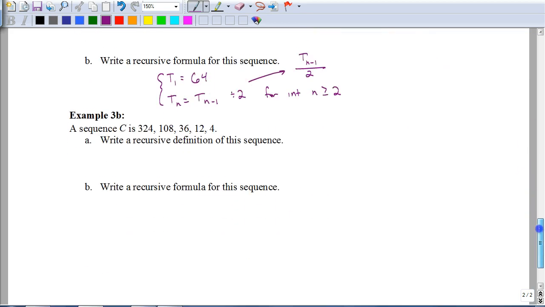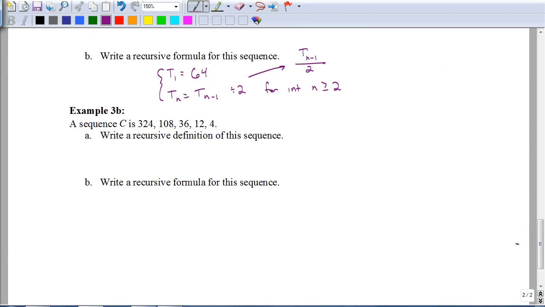Okay, so why don't you try this last one. Pause the video and hit play when you're ready to check your answer. Okay, so for your recursive formula here, the first term in the sequence should be 324.